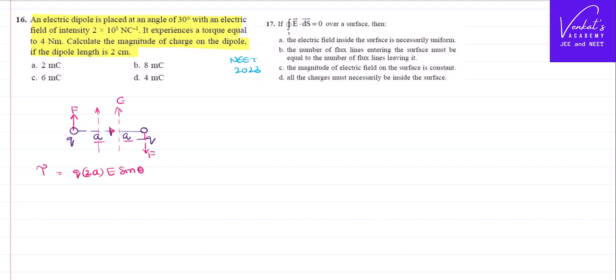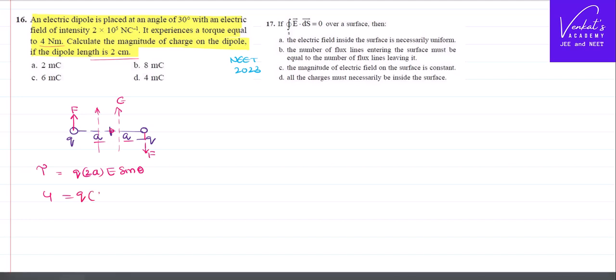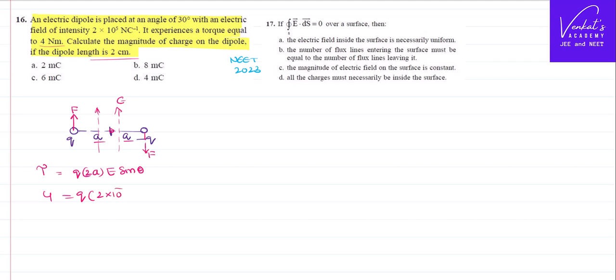Now let us substitute the data. Torque is given as 4. Q you have to find out. Dipole length is given as 2 centimeters, which you have to convert into meters, 2 into 10 power minus 2. Electric field intensity is given as 2 into 10 power 5. The angle is 30 degrees with the field, so sin 30 is half.